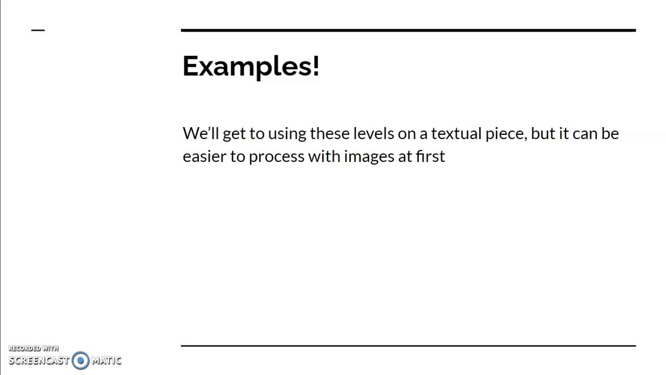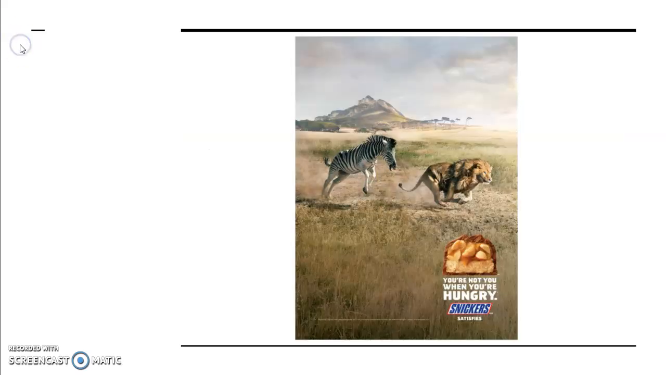Hello friends, this is part 2 of our Frith's Levels of Analysis visual rhetoric video. So now we're going to look at some examples. In the last video we talked a little bit about your analysis assignment, but mostly we talked about what visual rhetoric is, how it functions, and what Frith's Levels of Analysis are for. So let's look at an example.